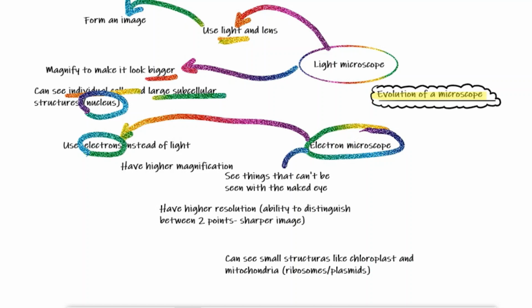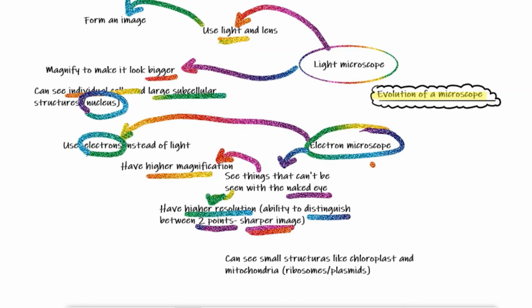It allows you to see things that a naked eye wouldn't be able to see. It does that by having a higher magnification and a higher resolution. Resolution is the ability to distinguish between 2 points. That means it gives you a sharper image. Electron microscopes allow you to see very small structures like chloroplast, mitochondria, ribosomes and plasmids.